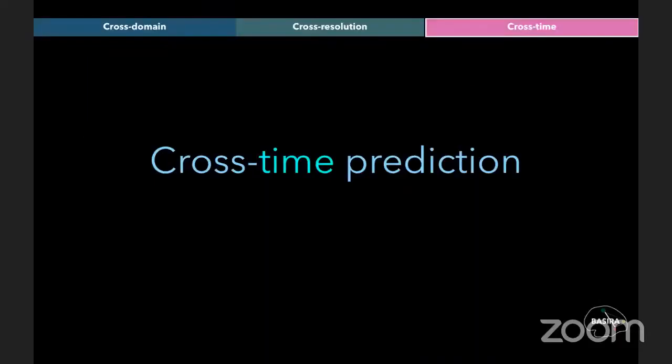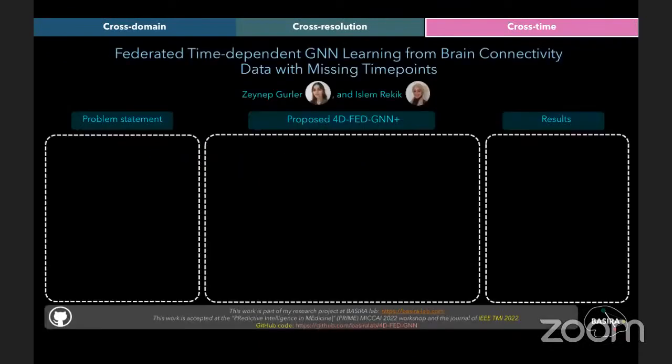Now the last example that I'll cover quickly is cross-time prediction. We also have lots of works trying to predict the evolution of graphs, which means the changes in the weights of connectivities between nodes, the changes in the weights of the edges. What is the problem statement here? Given a baseline brain graph, we want to learn a time-dependent mapping that allows us to predict the evolution of this graph over time.